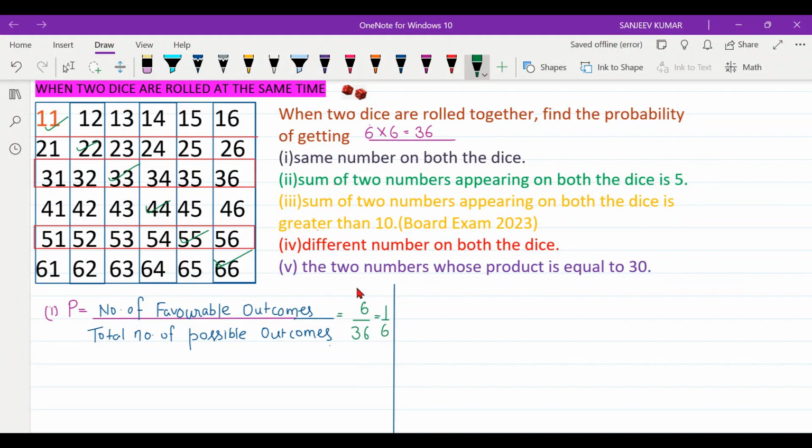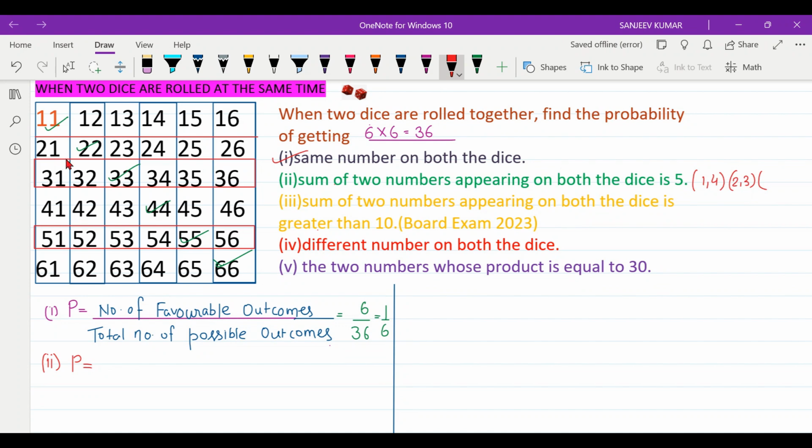Okay, going to the next question. The sum of the two numbers appearing on both the dice is 5. Okay, I'm writing the second question here. The formula will remain the same, so I'm writing P is equal to the number of favorable outcomes. So what are the possible numbers here? First of all, we have to see that, and I can write down the numbers here. You can see the first combination is 1 and 4, correct? So 1 and 4 will give you 5. The second combination is 2 3.